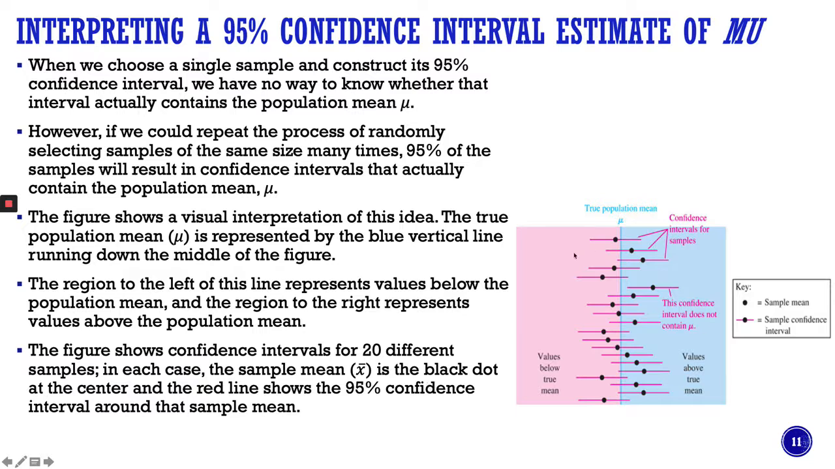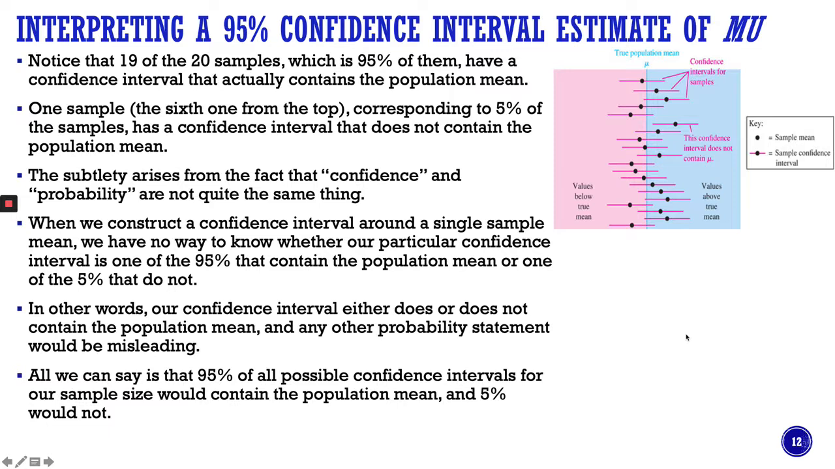So in our chart over here, here's the true population mean, and the pink line here is our confidence interval, and the black dot is the mean. We can see that they go this way and that way, and they're around the line. But this one's probably the closest one to the line. So these are the values that are going to be below the true mean and the ones above the true mean. So 19 of the 20 samples, which is 95% of them, have a confidence interval that actually contains the population mean.